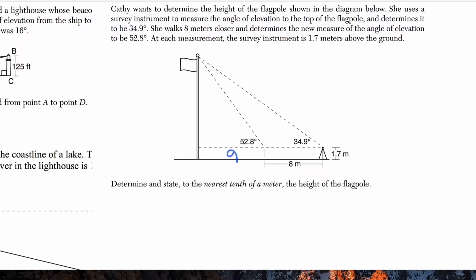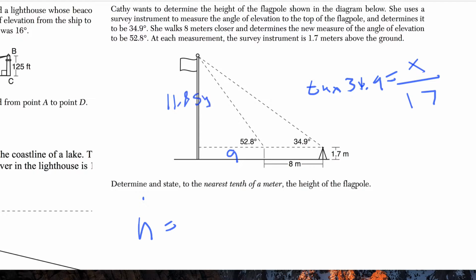So now you have tan 34.9 equals opposite x over adjacent 17. You get that, so we have that, right, and then what do you get for the height? 17 times tan 34.9, yeah, is 11.859. And now you gotta make sure to add on the 1.7. You get 13.6.